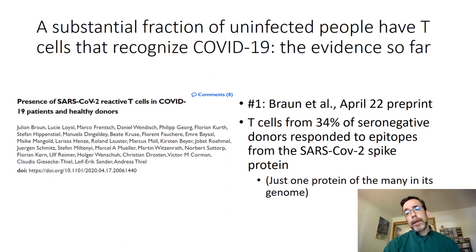Paper number 1. This is the one that came out way back in April. 34% of people who are uninfected, seronegative, respond to epitopes from the SARS-CoV-2 spike protein. And that's just one protein, like 10 to 20% of the genome.